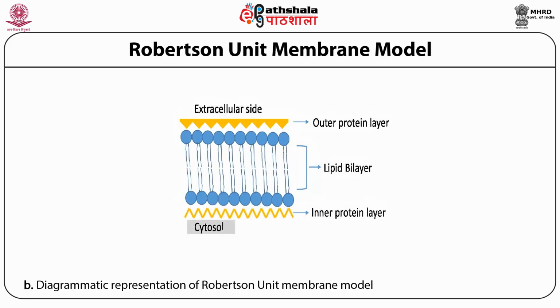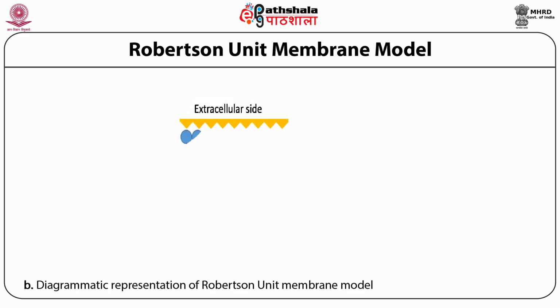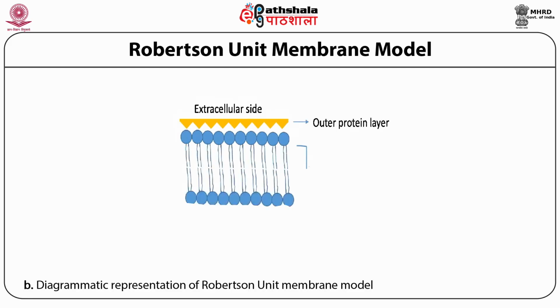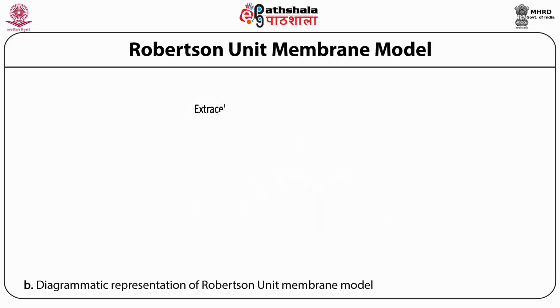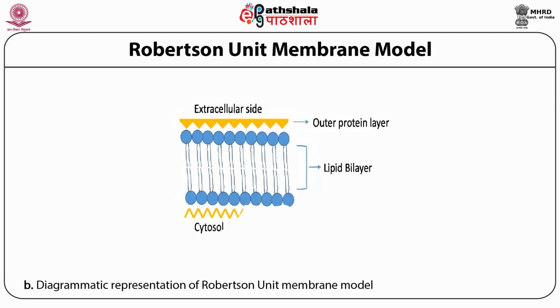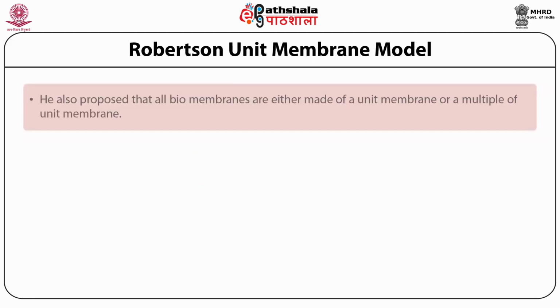They form a three-layered structure and are about 7.5 nanometer thick. In Robertson's view, two protein layers are absorbed to the lipid bilayer. As he noticed himself, this picture is in agreement with the previous model of Danielli and Davson. He also proposed that all biomembranes are either made up of unit membrane or a multiple of unit membrane.